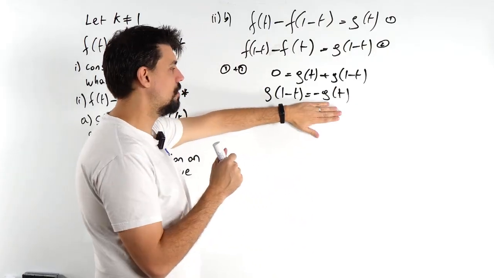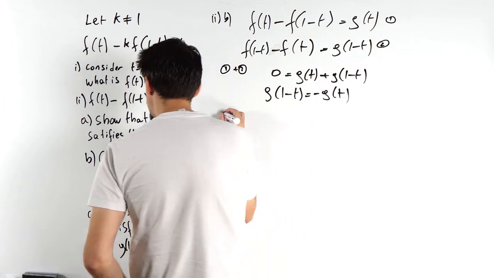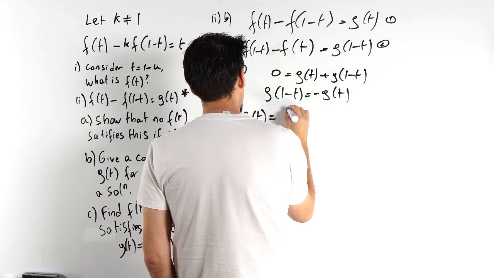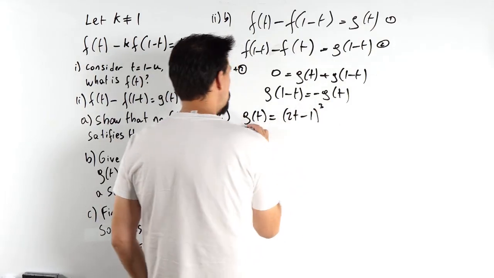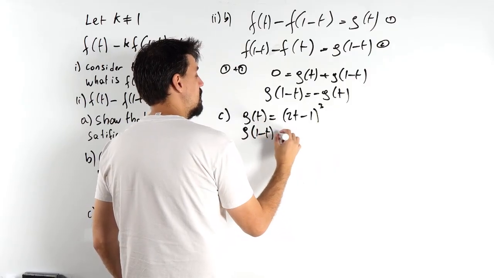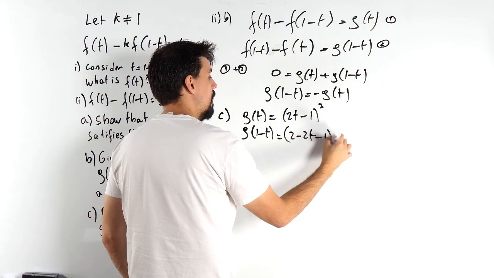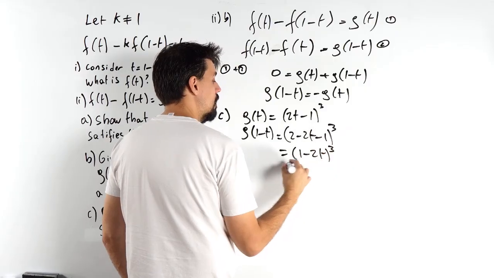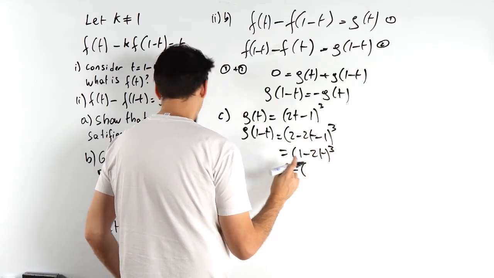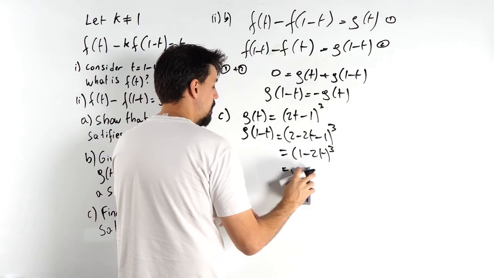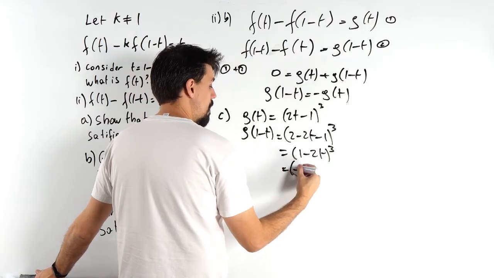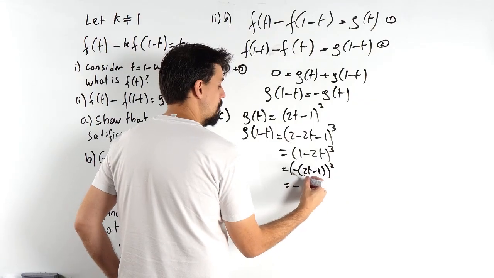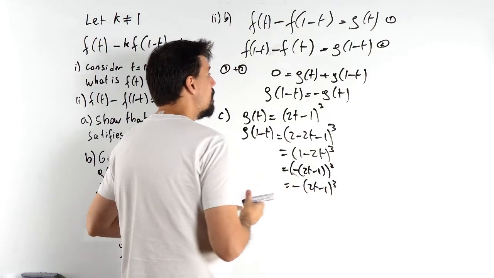But here's the thing. We've just found a condition on g of t. Now, we probably should make sure there is a solution, right? g of t is 2t minus 1 all cubed. So what is g of 1 minus t? That is 2 minus 2t minus 1 cubed. That is 1 minus 2t cubed. That is minus, well, let's do one extra step here. That is minus 2t minus 1 all cubed.